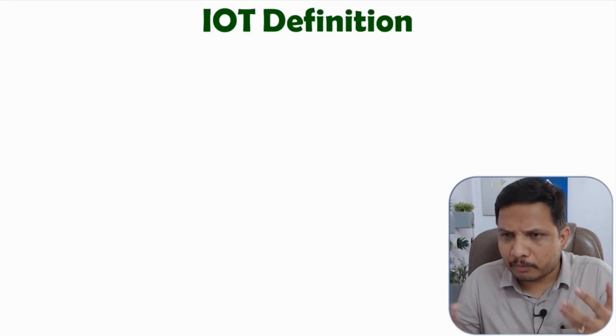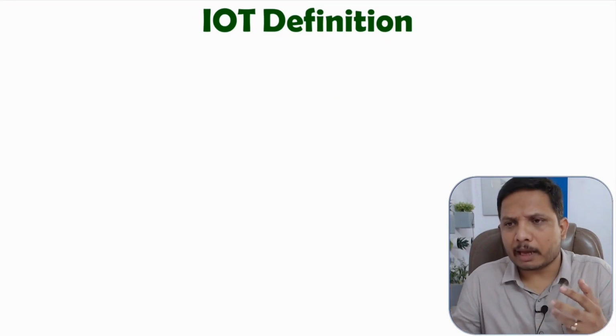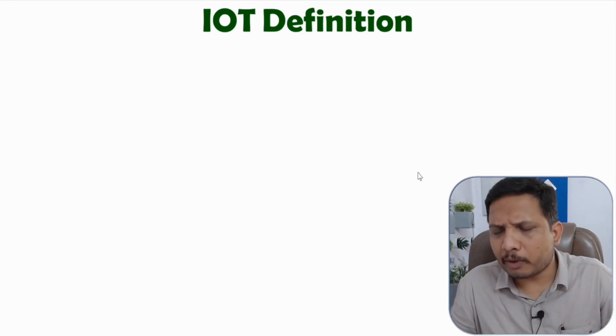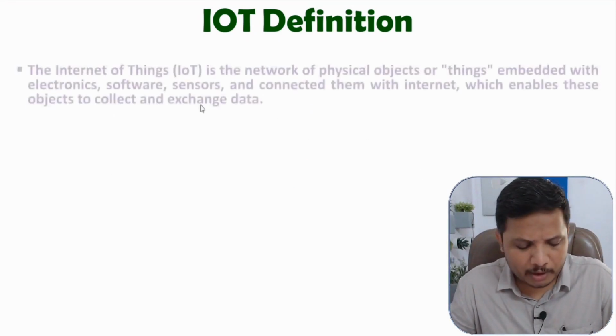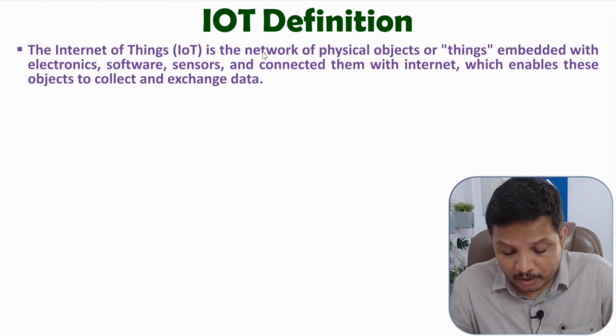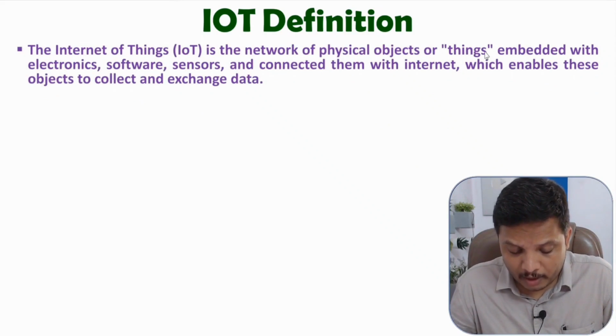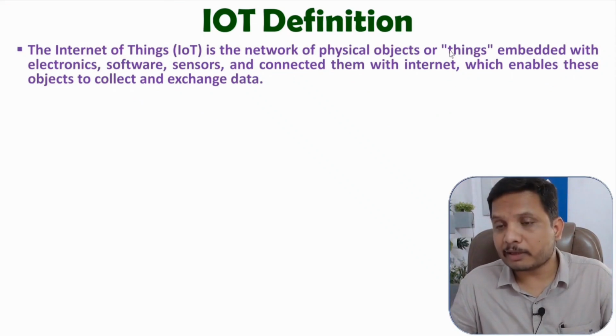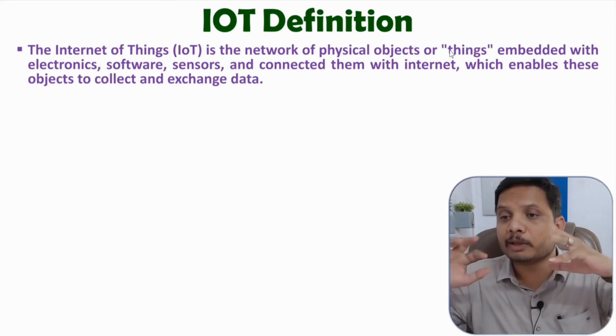We save time for humans. But still, there are some definitions that I would like to explain to you here. So the first definition states that IoT is a network of physical objects or things. Here, IoT is a network of objects. It's not just that you are controlling a single device, rather it is a network of multiple devices.